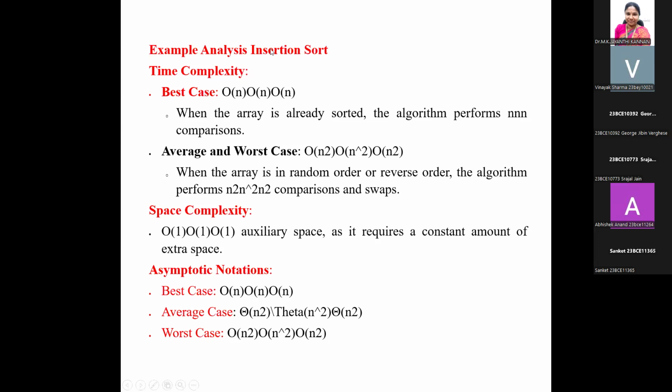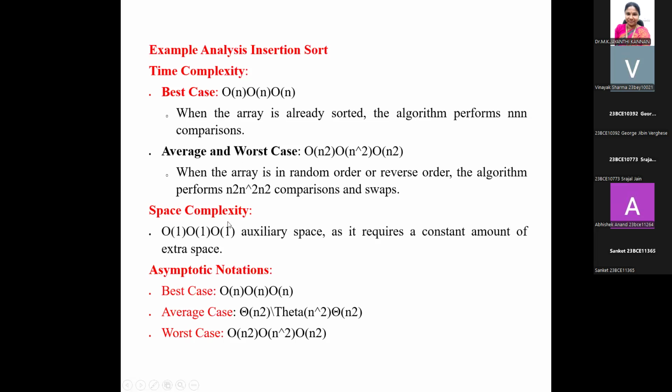For the same insertion sort algorithm, the best case will be order of n, but in the average and worst case, it will be big O of n square. So if we are taking the minimum bound, then it is called best case. If you are taking the maximum time, then it is called worst case.